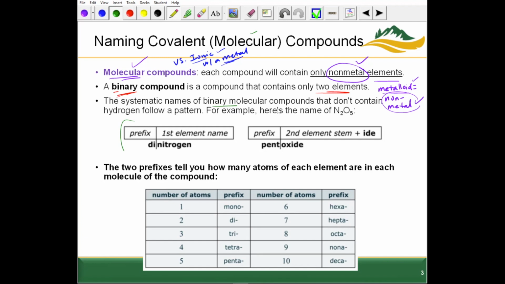So for binary molecular compounds that don't contain hydrogen, we're going to follow this pattern. We have a prefix and then the first element name, then another prefix, the second element name with an ending in IDE. Each prefix corresponds to a certain number of atoms. So notice the prefix of di means we have 2 of those nitrogen atoms present. Pent means 5 here, so there's 5 oxygens present, so N2O5. This will be an important table to know to be able to refer back to.